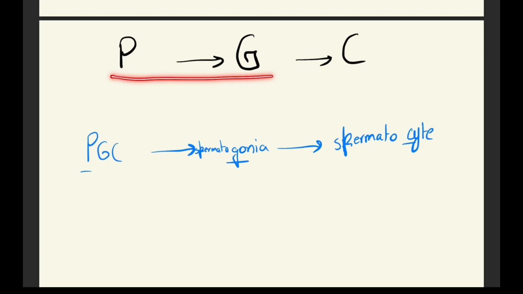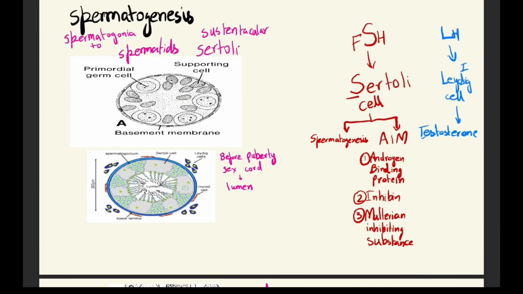Next again we have the PGC mnemonic. For the P we have primordial germ cells, for the G we have spermatogonia, and for the C we have spermatocyte. So spermatogenesis is related to two hormones. First is FSH, and FSH has S in the name. It acts on the Sertoli cells and leads to spermatogenesis, and the AIM hormones, that is androgen binding protein, inhibin and Mullerian inhibiting substance. For LH we have Leydig cells and it releases testosterone, and T looks like L.